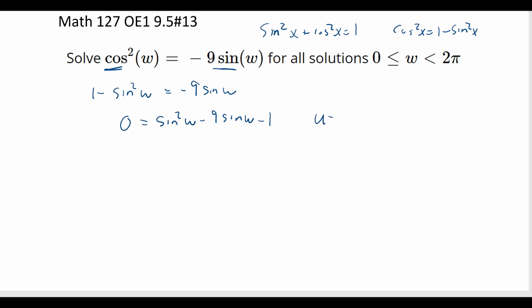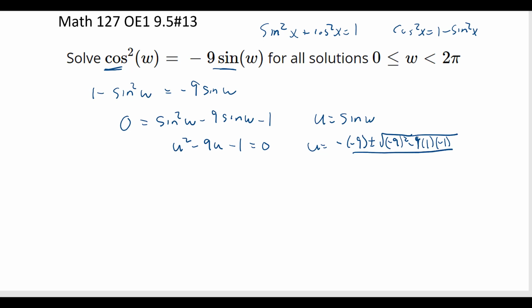So I'll go ahead and do my u equals sine omega. So it's u squared minus 9u minus 1 equals 0. So u is negative of negative 9 plus or minus the square root of negative 9 squared minus 4 times 1 times negative 1, all divided by 2 times 1. So we have 9 plus or minus the square root of 81 minus negative 4, that is plus 4, all over 2. So it's going to be 9 plus or minus the square root of 85 over 2.